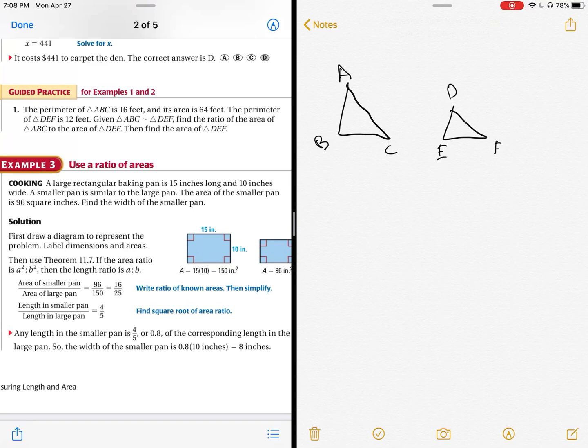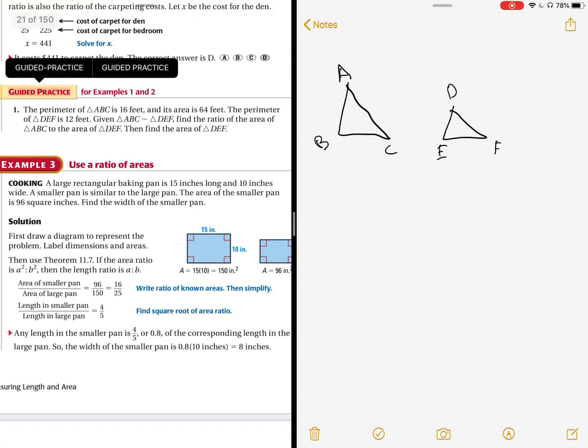Okay, so this will be the last video for this week. I'm just going to do a few examples from section 11.3. So I'm going to start with guided practice question number 1 from the textbook. So that's over on the left-hand side right now.